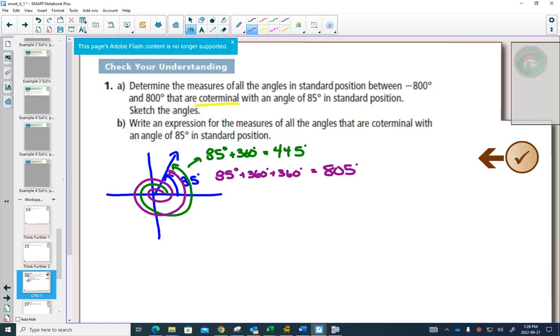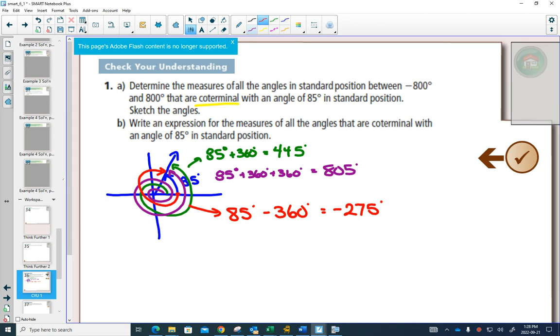But we also want to look at some negative ones. If it's in standard position, starting here and going in the negative direction, that would look like this. That would be equivalent to starting at 85 but going around one whole time in the backwards direction, which is subtracting 360. So this red angle, starting here and ending at the same place, would equal negative 275 degrees.